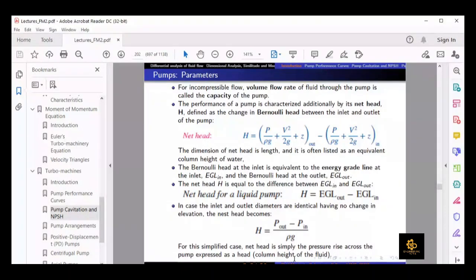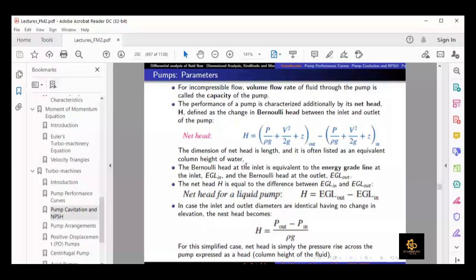In the last class, we started discussing turbo machinery. In that process, we discussed different types of turbo machinery like pumps and turbines, and then we started discussing pumps in particular. There are certain parameters which we discussed for the pump, like net head. What is net head? That is basically the energy which is the sum of static part, dynamic part, and elevation head at the outlet of the pump minus the sum of energy at the inlet of the pump. So that is the net head which is imparted on the fluid due to the pump function.